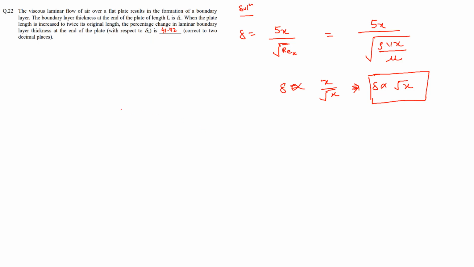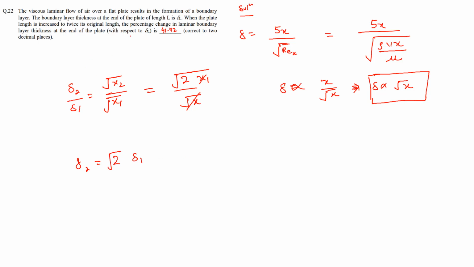So I'll quickly just tell you how to do this. So delta 2 over delta 1 will be equal to root x2 over root x1. This we got from here. And x2 for us is twice x1, so we say that when the length increases, this will be root 2 x1 over the root of x1, so this gets cancelled. So you can say that delta 2 is root 2 times delta 1.